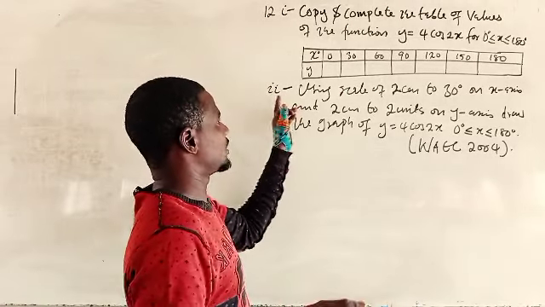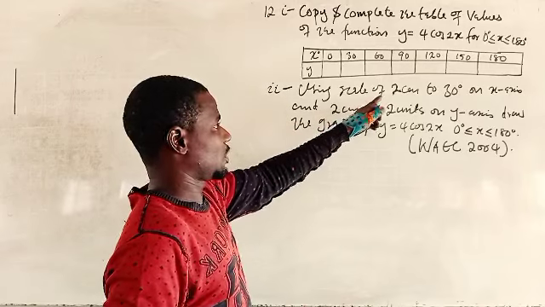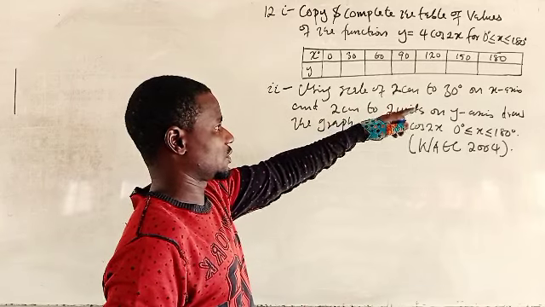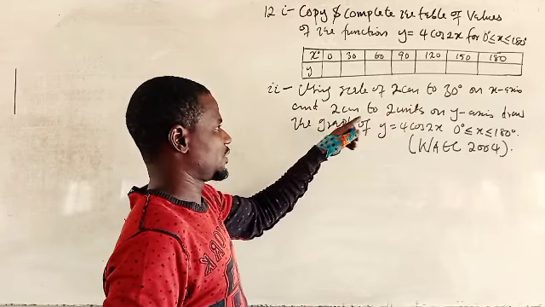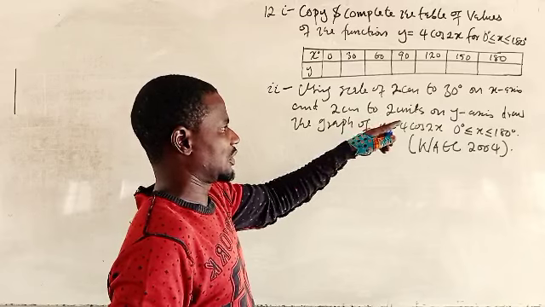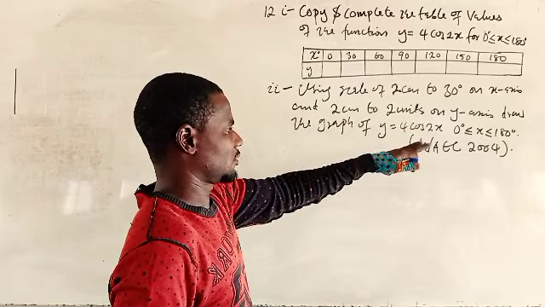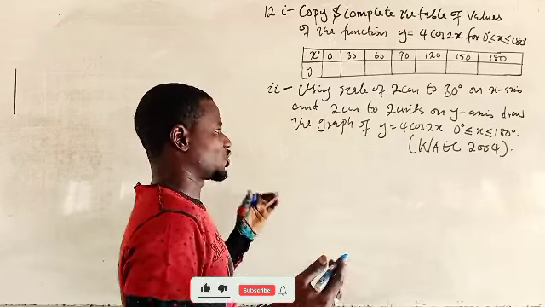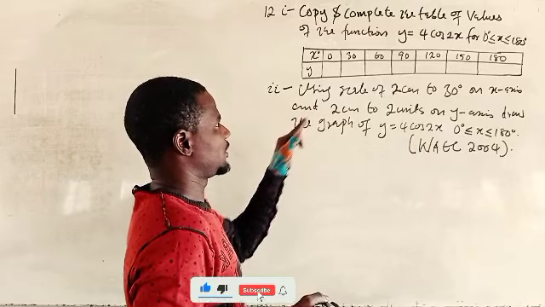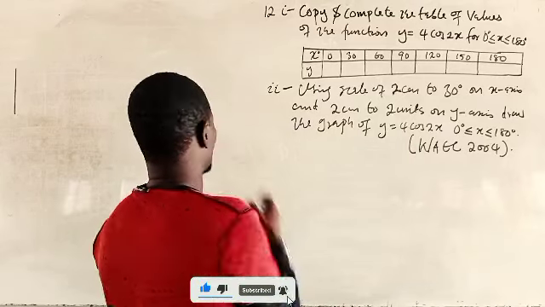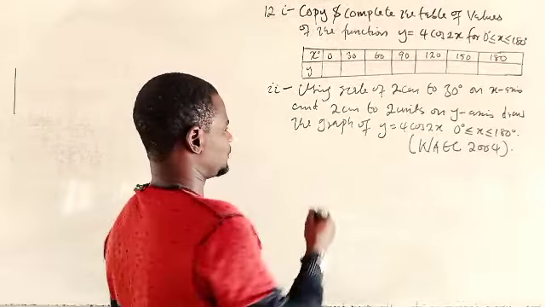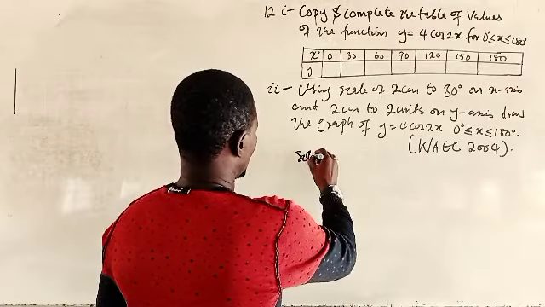In Roman figure 2, using a scale of 2 centimeters to 30 degrees on the x-axis and 2 centimeters to 2 units on the y-axis, draw the graph of the function in this range. Now let's see how we can complete the table that we use to plot our graph. We write solution in the beginning.